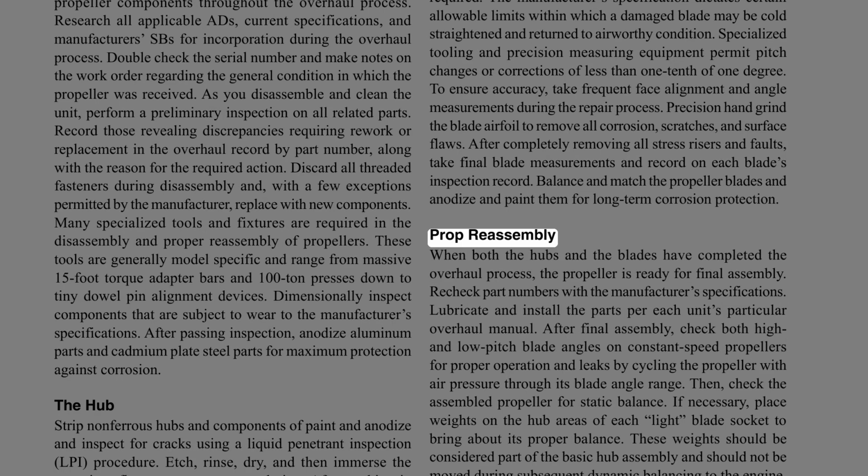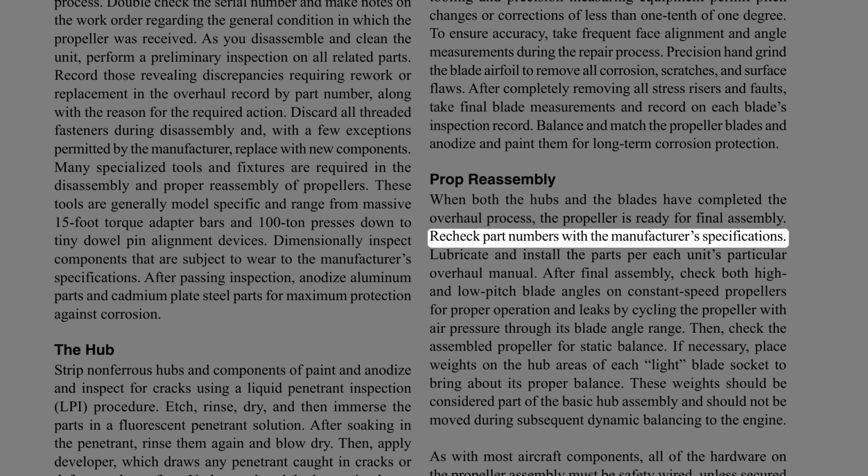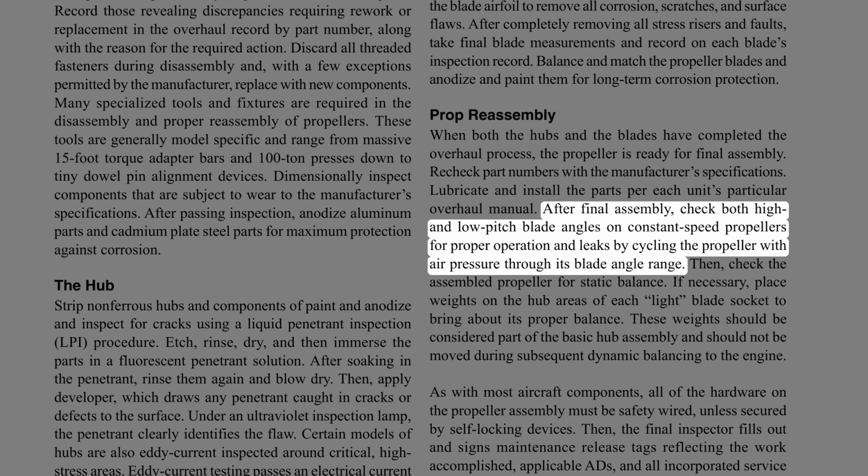Prop reassembly. When both the hubs and the blades have completed the overhaul process, the propeller is ready for final assembly. Recheck part numbers with the manufacturer's specifications. Lubricate and install the parts per each unit's particular overhaul manual. After final assembly, check both high and low pitch blade angles on constant speed propellers for proper operation and leaks by cycling the propeller with air pressure through its blade angle range.